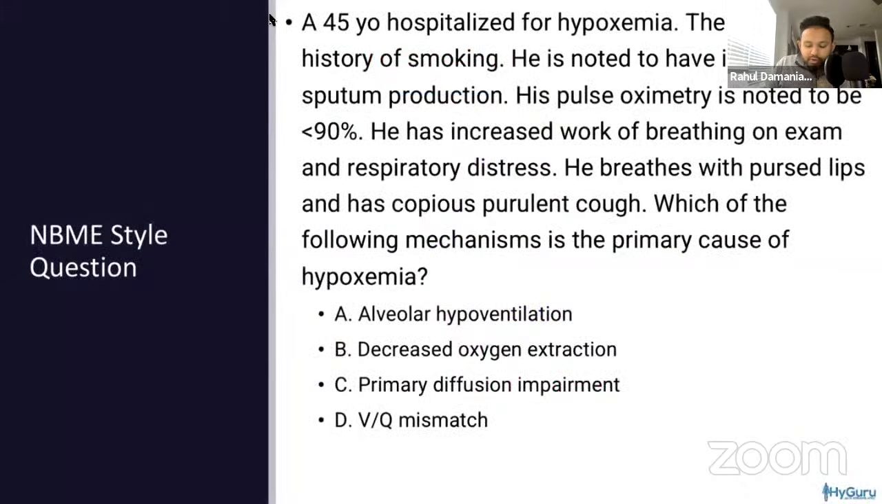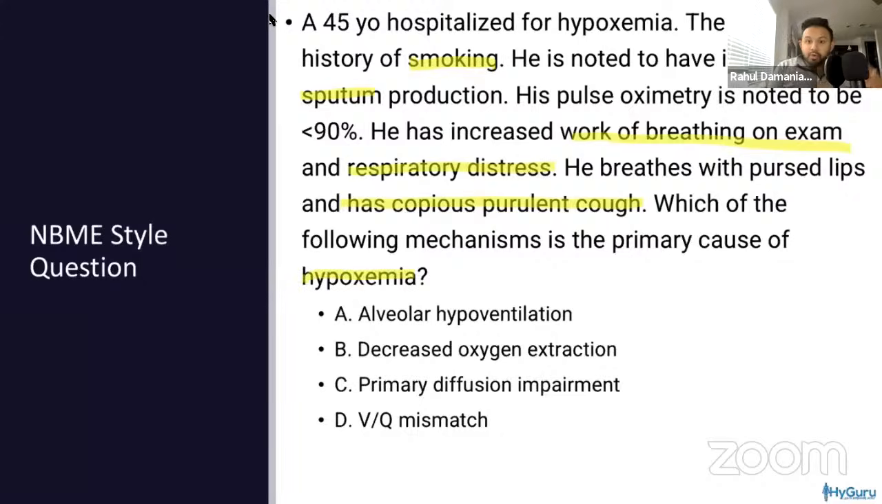A 45-year-old male is hospitalized for hypoxemia. The patient has a history of smoking. He is noted to have increased sputum production. His pulse oximetry is noted to be low, cluing you in to hypoxemia. He has increased work of breathing on exam, as well as respiratory distress. He breathes with pursed lips and has a copious, purulent cough. Which of the following mechanisms is the primary cause of hypoxemia here?